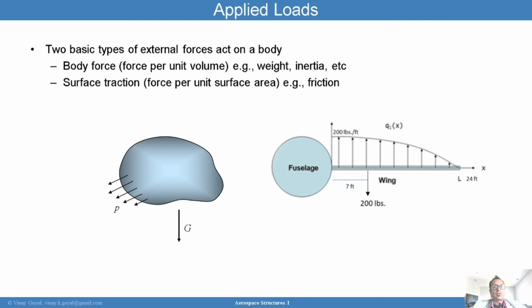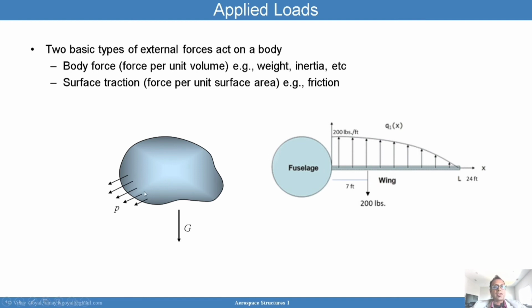Here's an example of two basic types of external forces acting on a body. Say you have a body of material, a volume of material that has a shape. The weight is a type of body force, as an example. Electromagnetic forces can be another type of body force. Anytime you have forces acting at every point in the volume, that is a body force. Inertial loads are another type of body force.